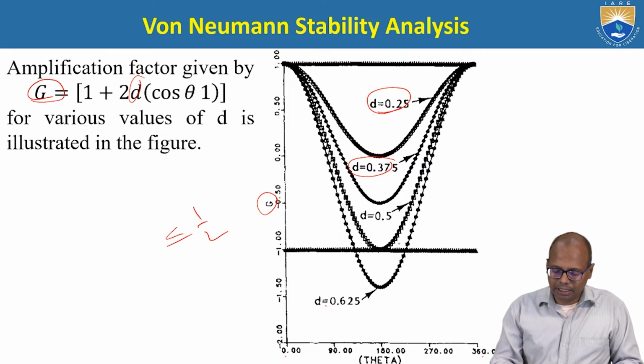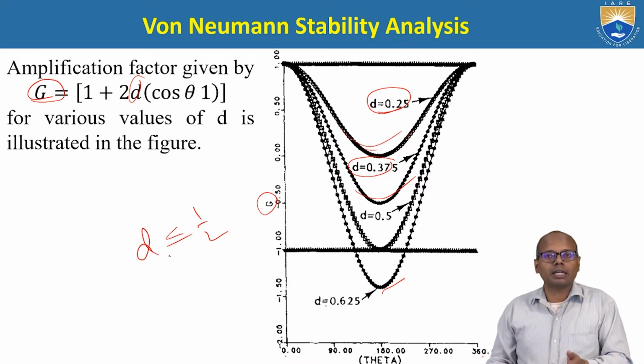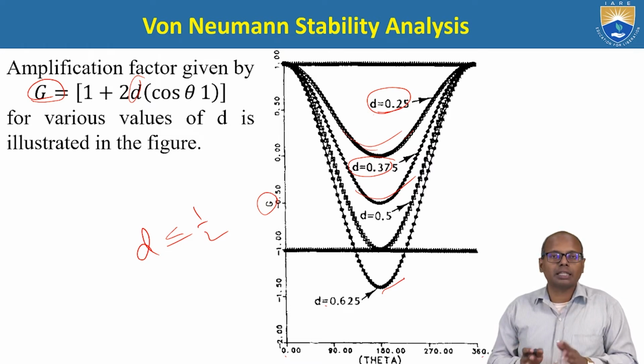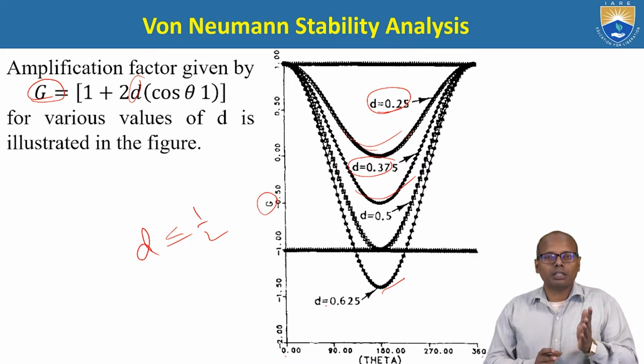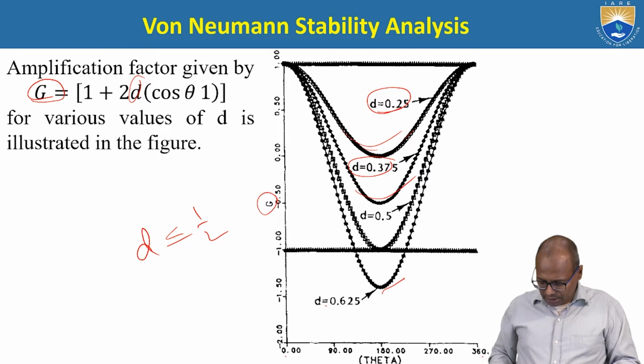So if it is equal to half, we will have a stable condition. If it is more than half, it will have an unstable condition, because it is varying from minus to positive. And if it is less than half, it will be further stable. So the stability condition is that the d value must be less than or equal to half. Only in such a case can the FTCS method that we applied for the diffusion equation be a stable one. So this is about the von Neumann stability analysis.